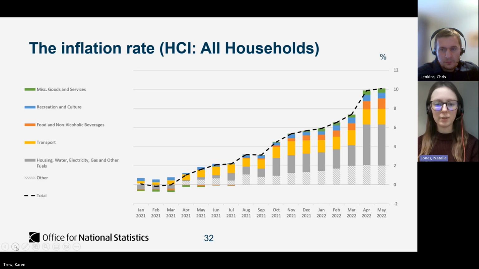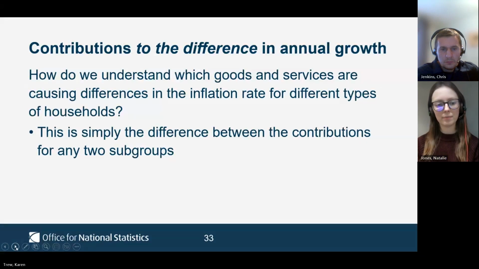In May 2022, in the most recent period in that chart, we can see the contribution from housing, water, electricity, gas, and other fuels has the highest contribution. While at the beginning of 2021, we can see some negative contributions to the annual inflation rate. Move on to the next slide, please.